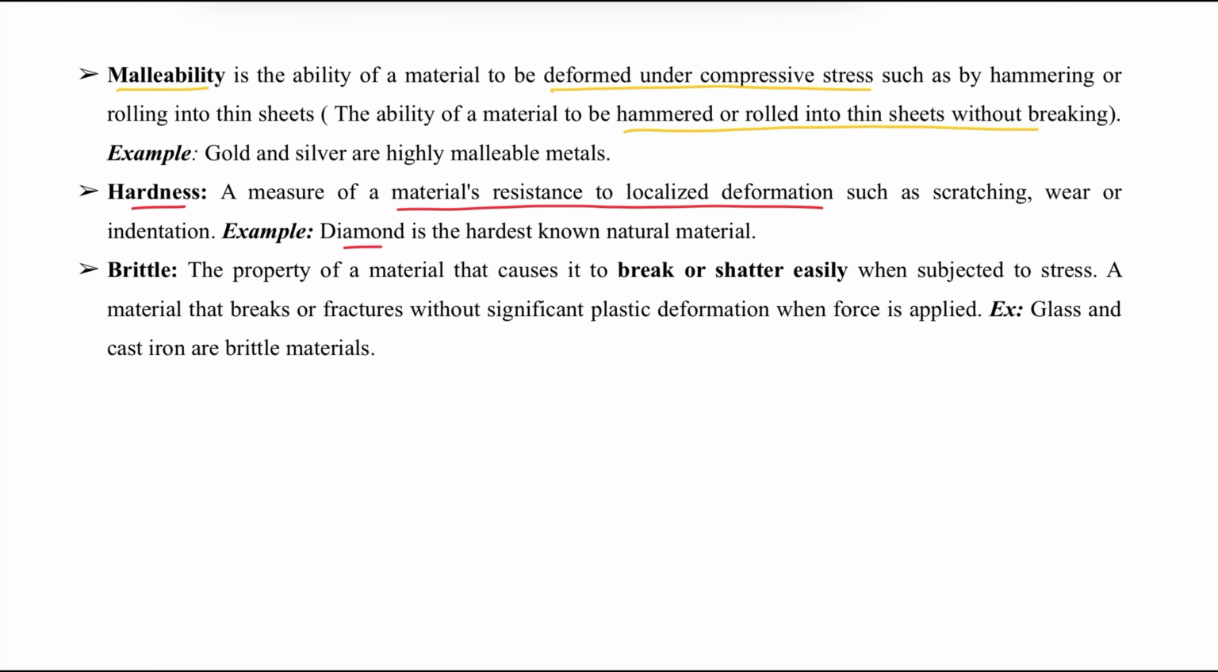Brittle is the property of a material that causes it to break or shatter easily when subjected to a stress. A material that breaks or fractures without significant plastic deformation when force is applied is a brittle material. Examples of brittle materials are glass and cast iron.